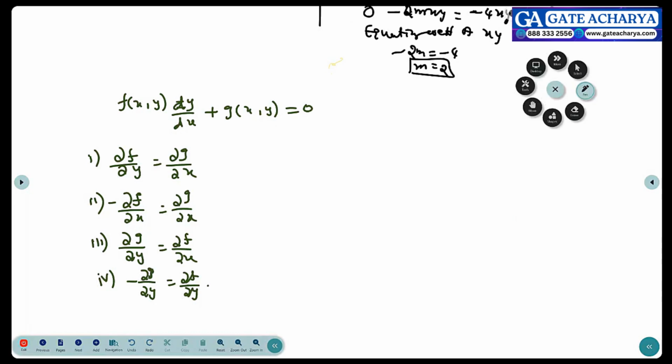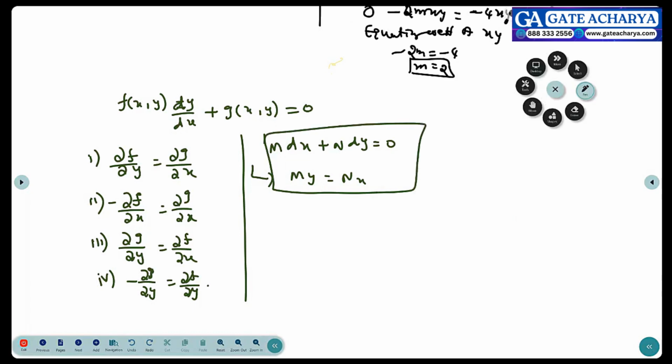It is exact, so which of the following is true? We must know the condition of exactness. In the form M dx plus N dy is equal to 0, the condition is M y is equal to N x. That is the condition for exactness. M dx plus N dy must satisfy M y is equal to N x. But here we have f dy by dx plus g, so we get dy dx. Then what can we do?